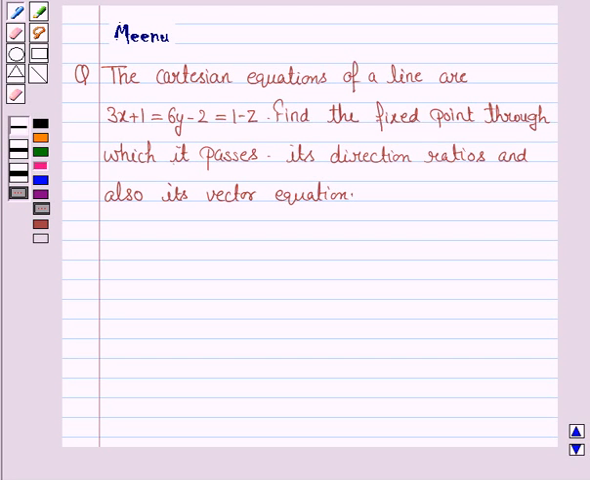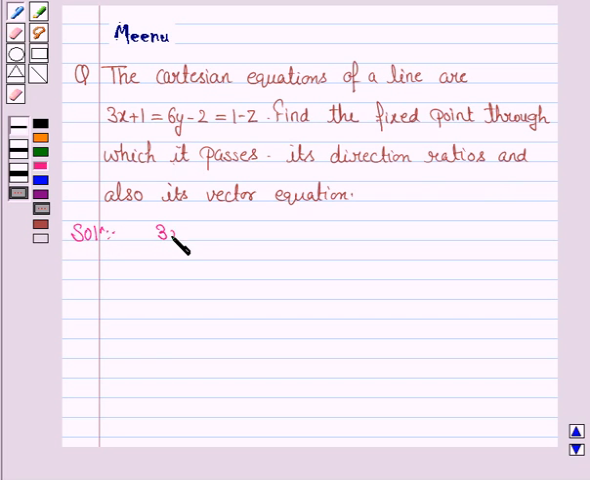Hello students, let's work out the following problem. It says the Cartesian equations of a line are 3x plus 1 is equal to 6y minus 2 is equal to 1 minus z. Find the fixed point through which it passes, its direction ratios and also its vector equation. So let's now move on to the solution.